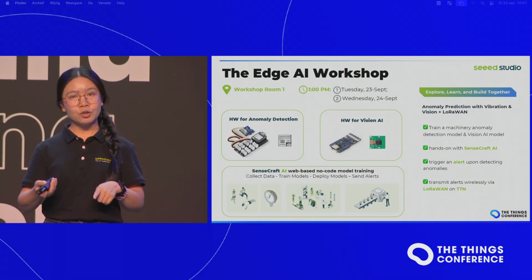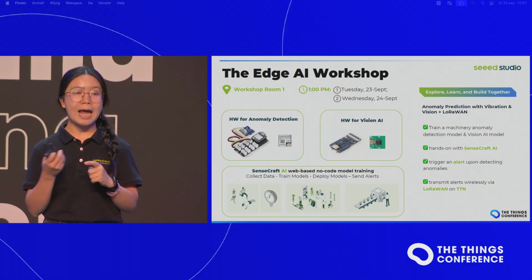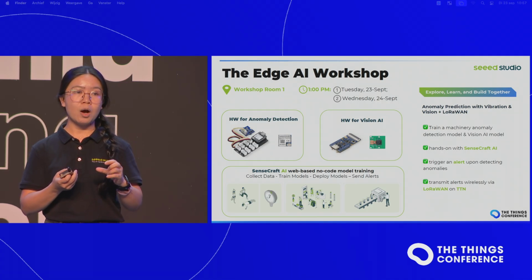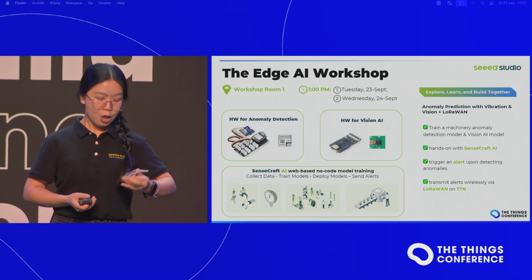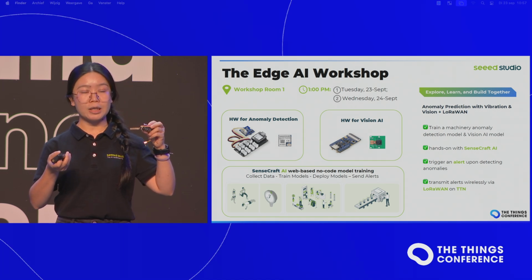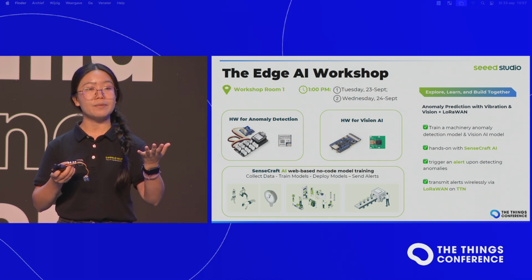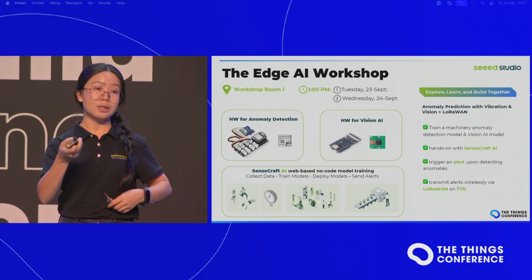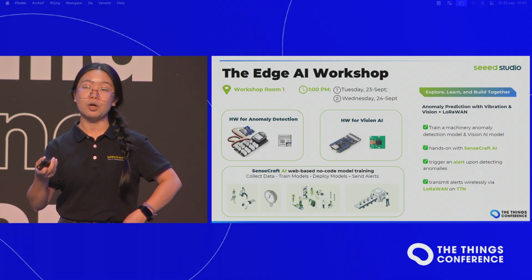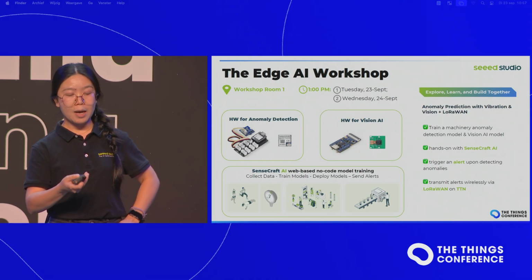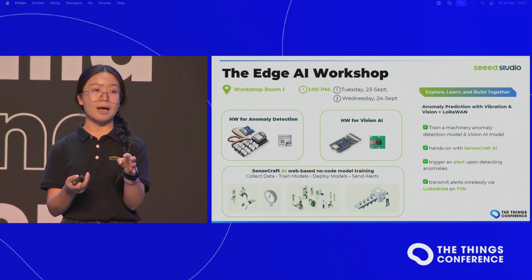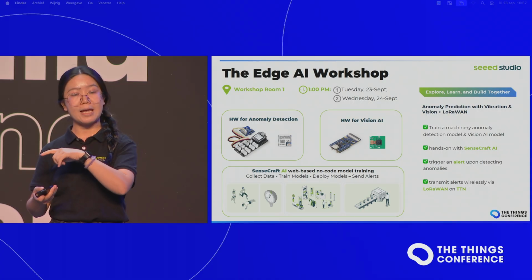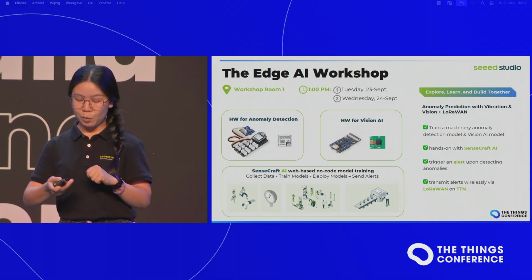This afternoon and tomorrow afternoon, we will have an Edge AI workshop where you will use what I have here to train a vibration model, so that you can tell whether machinery vibration is normal or abnormal. The other one is to use Vision AI to train a model, and for this one you are able to send the alert by LoRaWAN and then send it to TTN. So welcome to join the workshop.